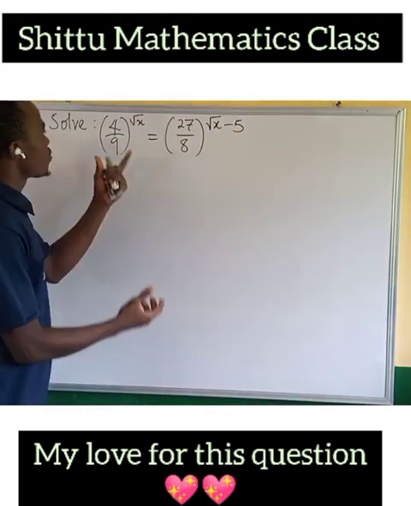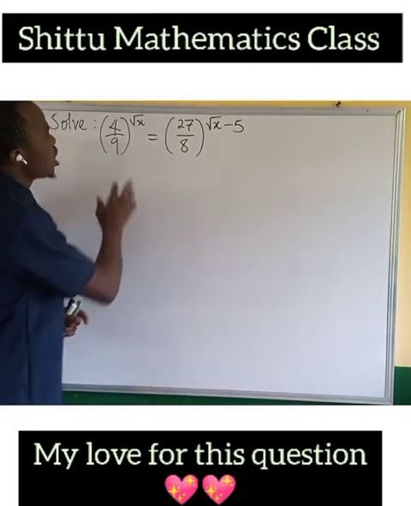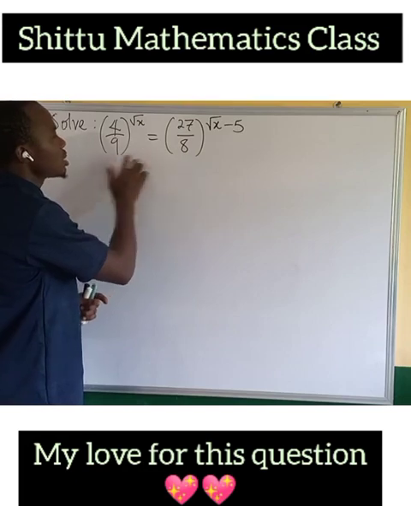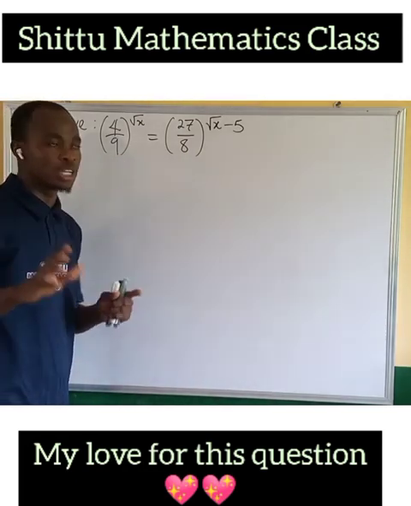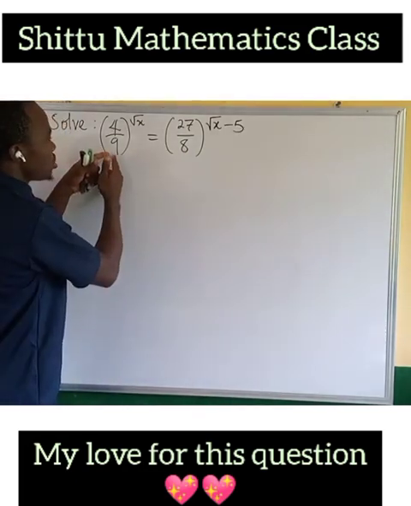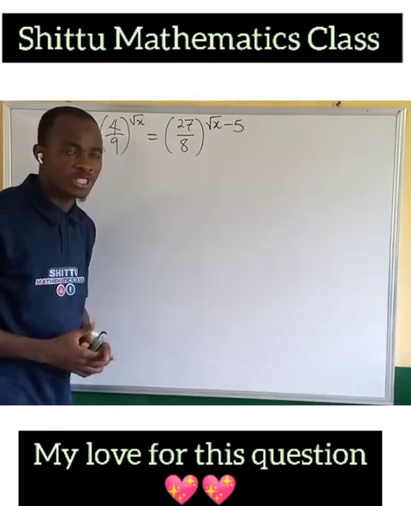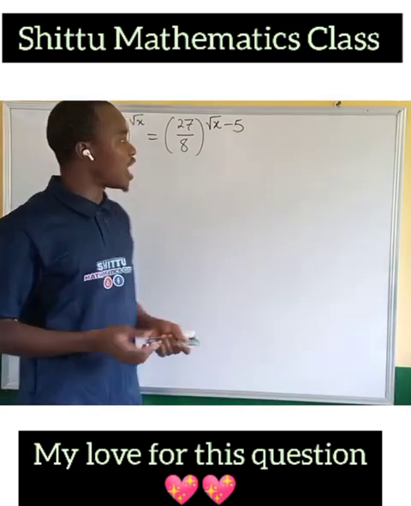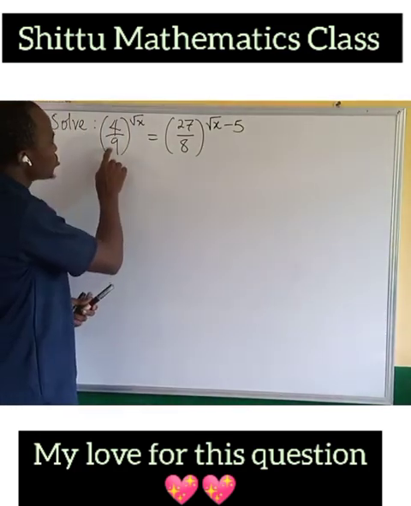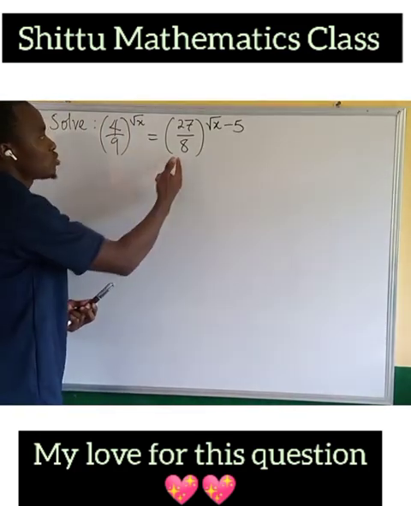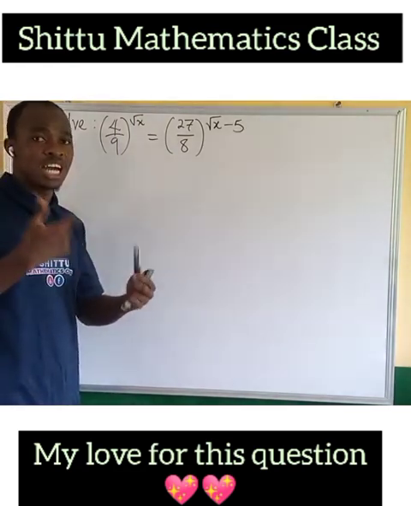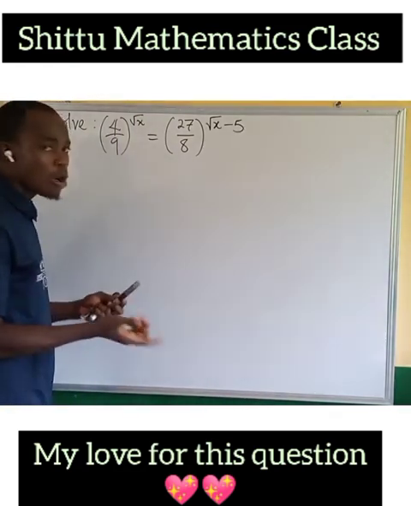Now from here, if you want to solve this, we try to make sure that we take this to the lowest common base. That is, the base that will be here must also be here if you actually want to bring down the powers. So to do that, we can try to reduce 4/9 and 27/8 to their simplest form. How are we going to do that?